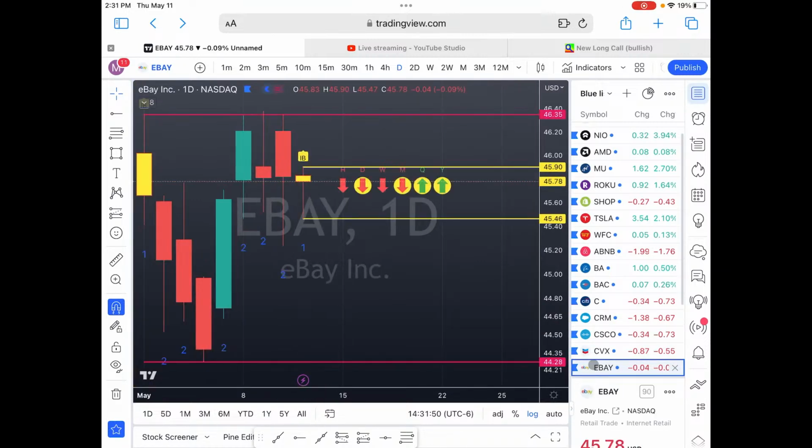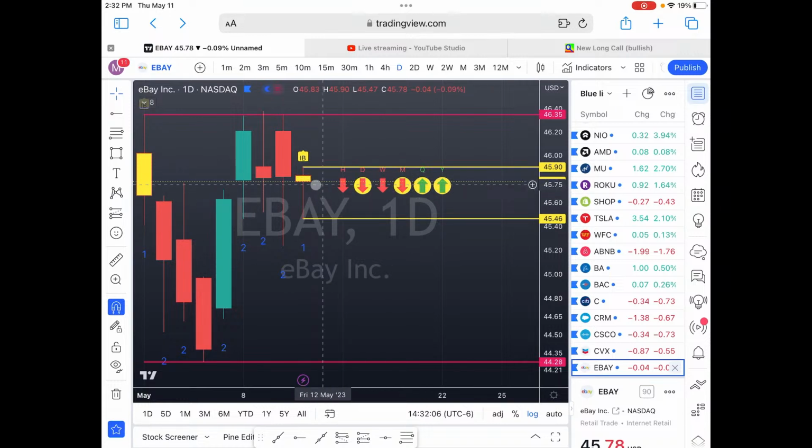CVX, we go to eBay. There's the inside bar on eBay. So calls at 45.90, puts at 45.46. So again, look at this. This is a hammer candle. Okay, so there is conflict here. Inside bar, hammer candle, full time frame continuity to the downside.